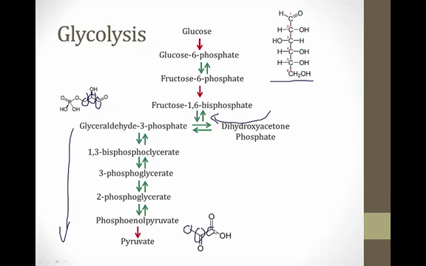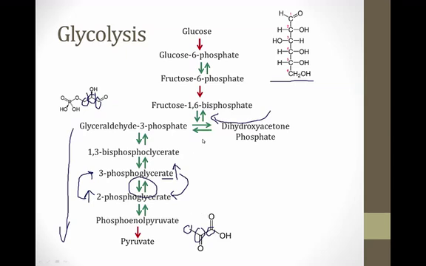Another key point to recognize is that most of these reactions are reversible, and thus I've shown them as 2 green arrows going in both directions. This means that when the level of one substrate gets high, for example, if 3-phosphoglycerate got high in this reaction right here, then via equilibrium we would generate more 2-phosphoglycerate. On the other hand, if 2-phosphoglycerate got high, then via equilibrium we would generate more 3-phosphoglycerate. So these reversible reactions can go in both directions.